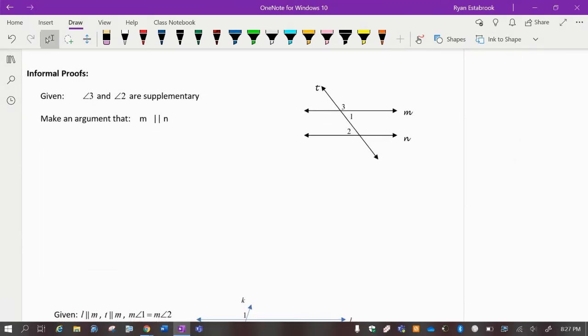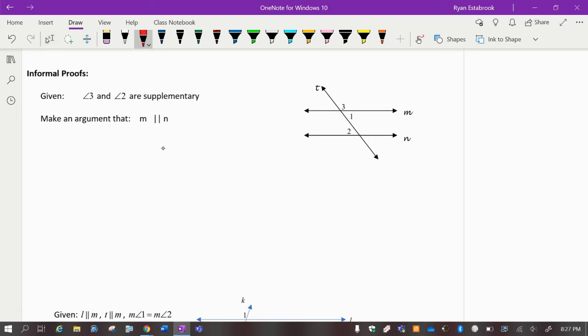Let's look at an informal proof. We're given that 3 and 2 are supplements to each other, and we want to make an argument that M is parallel to N. So maybe you want to pause the video at this point and see if you can make this argument on your own. When you're ready, you can look back and listen to the explanation of how I did it.